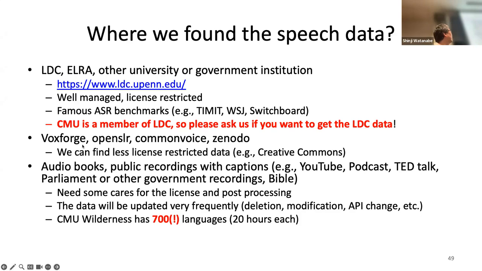There are several other ways to find speech data. The other is web-based resources, and here we can usually get the data free, and the license can also be less restricted, a permissive license. The other is YouTube and podcasts and so on. You can download them, but the license is a little bit gray, so be careful about how you use it. Especially when you use it for research or even commercial purposes, it's very difficult. But we still have a lot of resources, so why not try to use them?